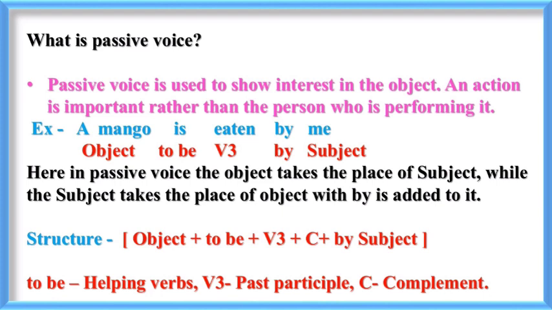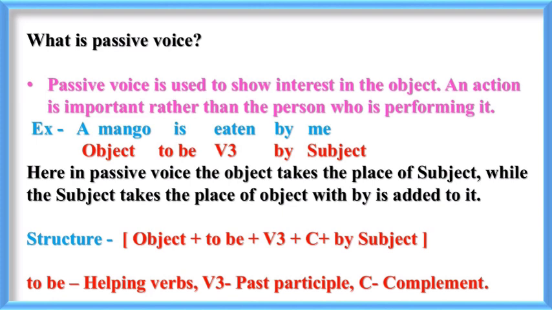In this example, a mango is the object of the sentence. Is is a to be form. Eaten is the past participle of the verb, plus by, plus the objective case of the subject. Here in passive voice, the object takes the place of the subject, while the subject takes the place of the object, with by added to it.